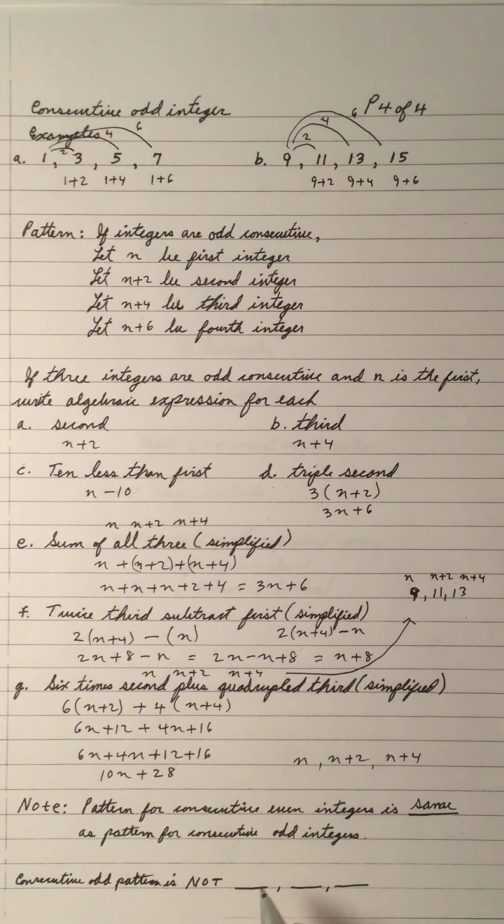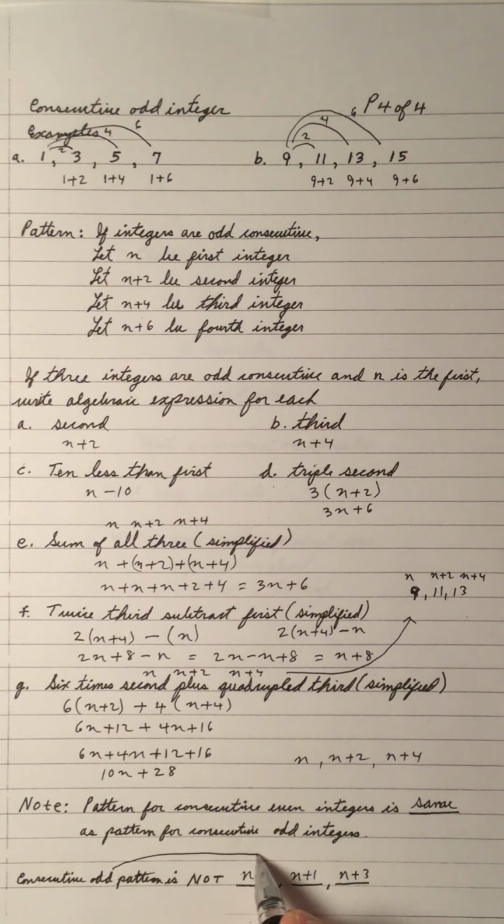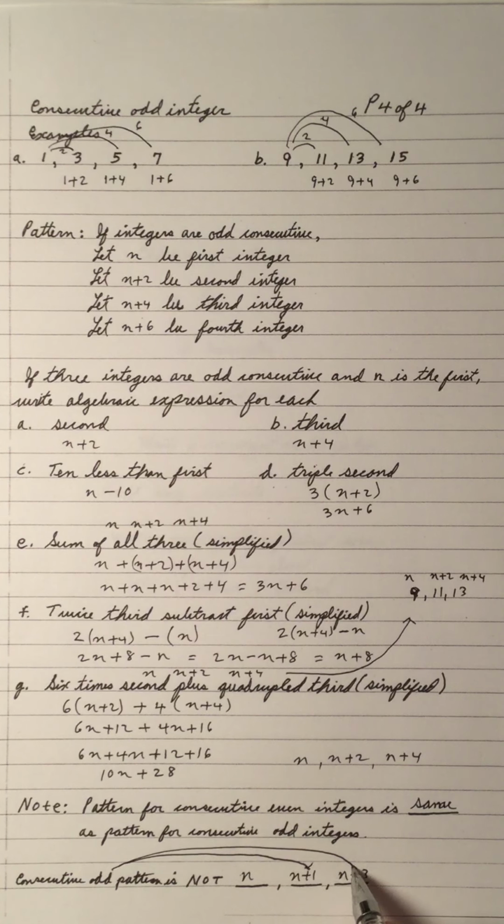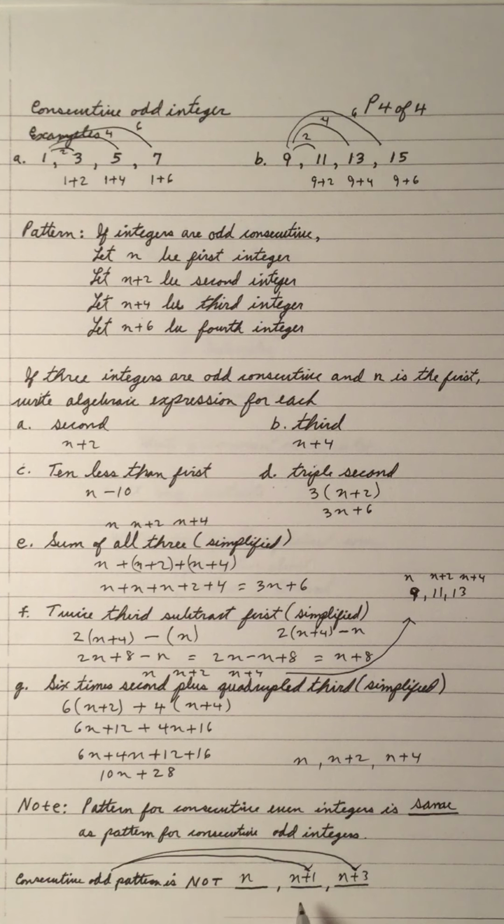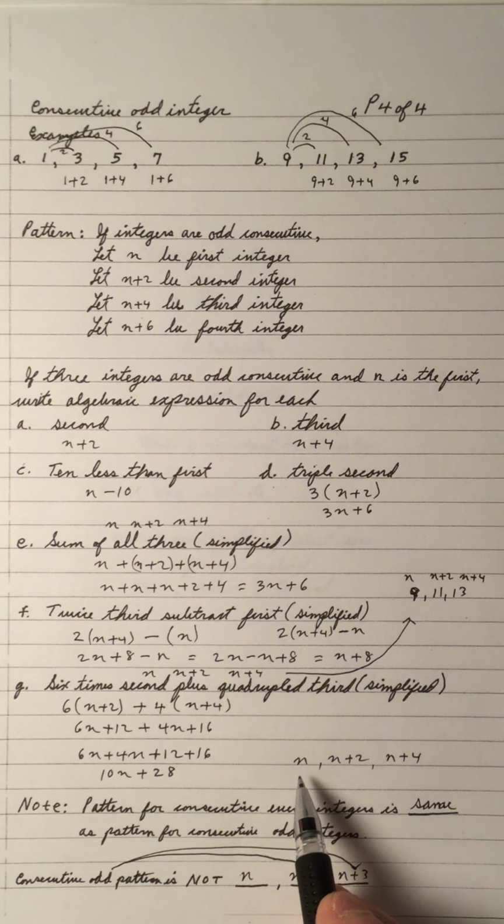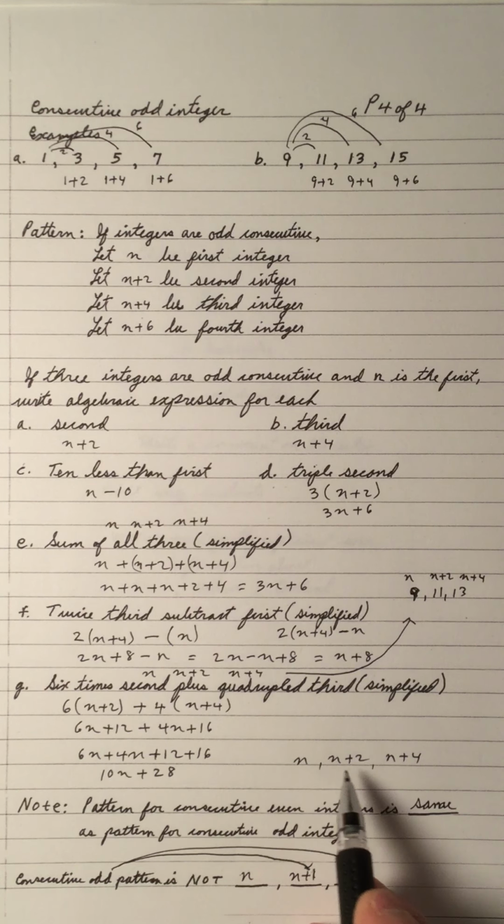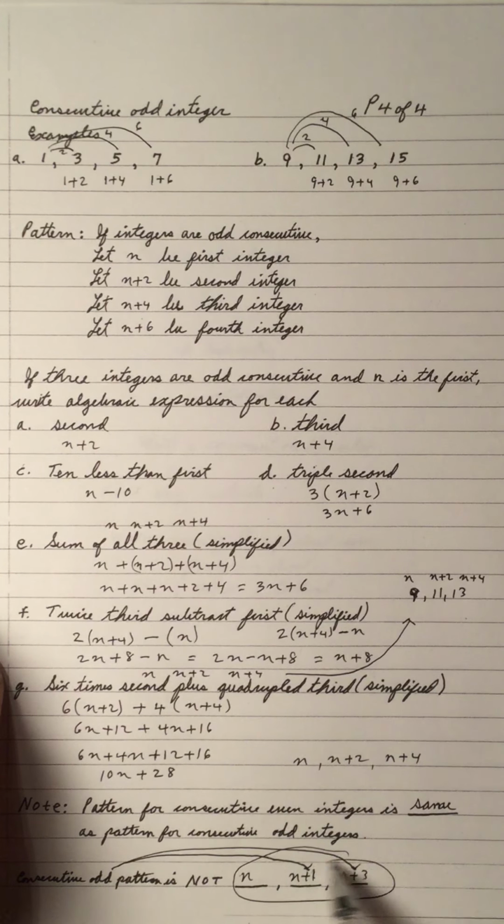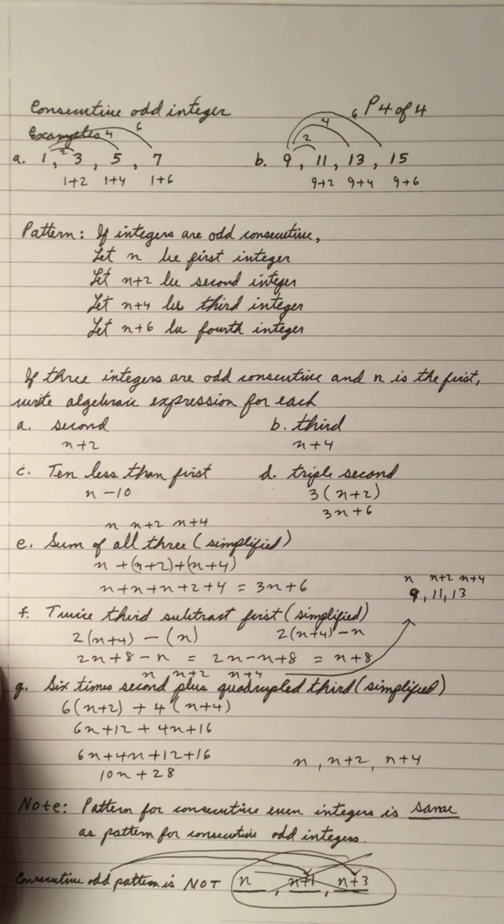Consecutive odd pattern is not n plus 1 and n plus 3. Just because it's the word odd, don't think you've got to have an odd number. Note, it's not n plus 1, n plus 3. That is definitely not true for odd numbers. People think odd number, they go 1 and 3. Definitely wrong. What's the pattern? Odd or even, the pattern is n plus 2, n plus 4. Make sure. There's the mistake. Not that for consecutive odd.